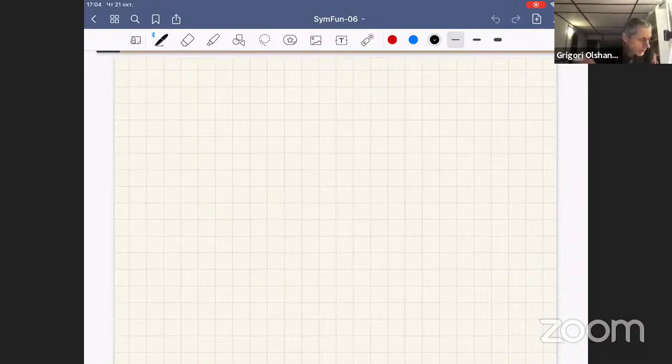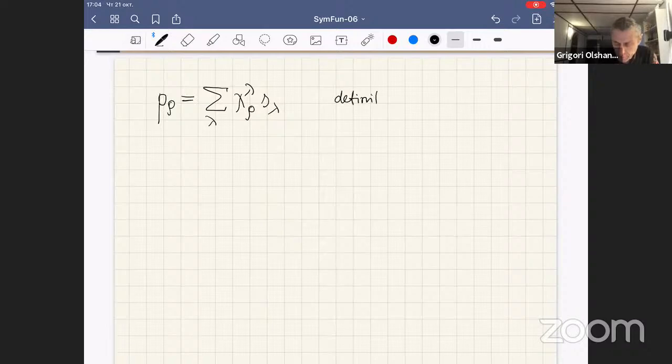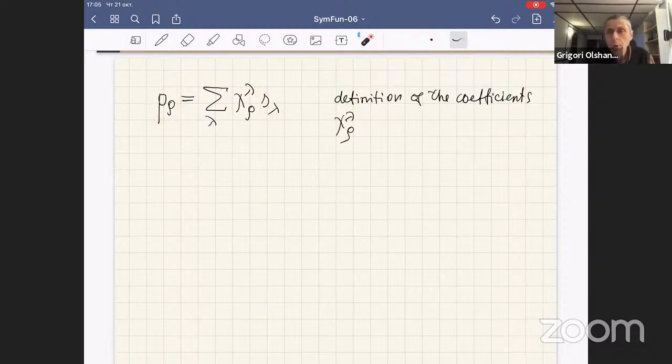So let's begin. I recall the formula. I recall that this is simply the definition of the coefficients. These are transition coefficients between two bases. One is formed by the Schur functions, and another is formed by the power sum symmetric functions.